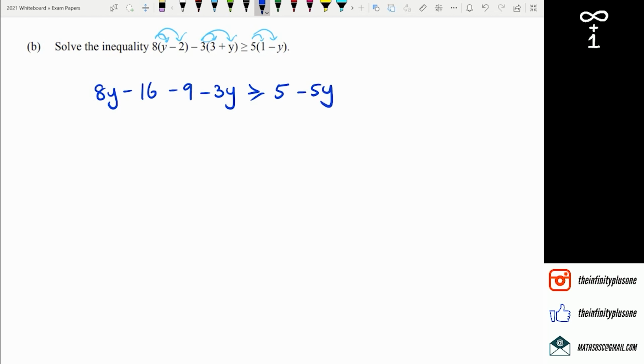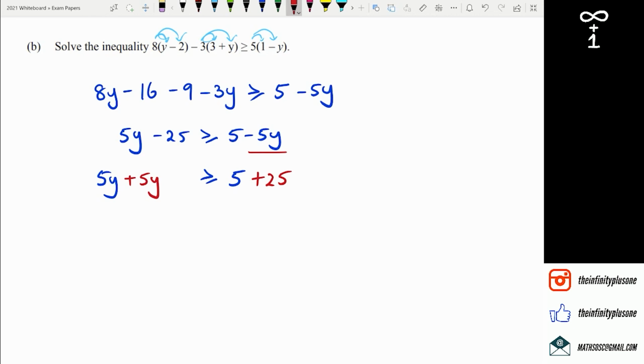So what we want to do is bring all the y's to the left-hand side and take all the numbers to the right-hand side. Before I do that, I'm just going to simplify things on the left-hand side. So this is going to be 5y minus 25 is greater than or equal to 5 minus 5y. Rearranging it, I've got the original 5y, and then this one, when it comes to the left-hand side, becomes positive 5y, greater than or equal to 5, and -25 when it comes to the other side is plus 25. So what we end up with is 10y is greater than or equal to 30.